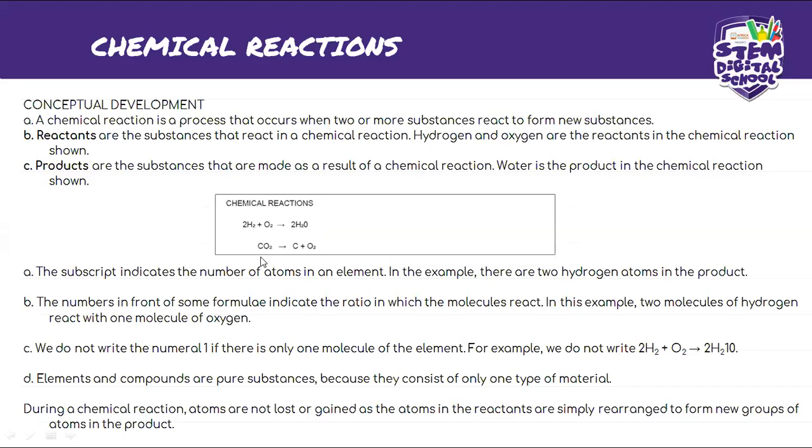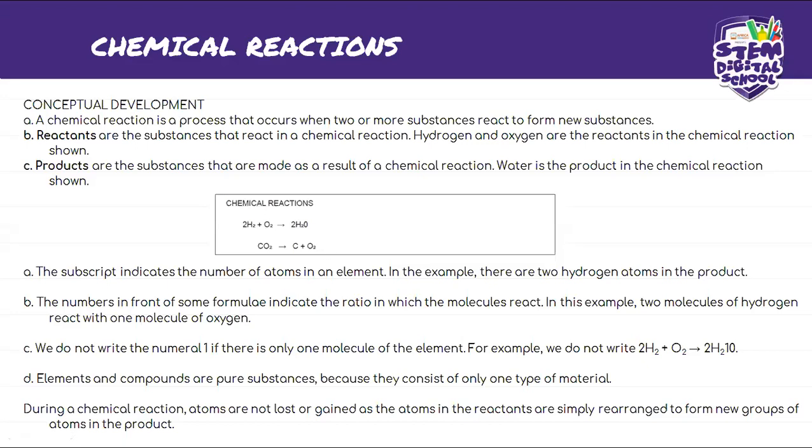So let's go back again. When you look at this equation, let's look at hydrogen and oxygen. In front of hydrogen, we have two, and in front of oxygen, we have one. So the ratio is what? 2:1. All right, now let's go on.